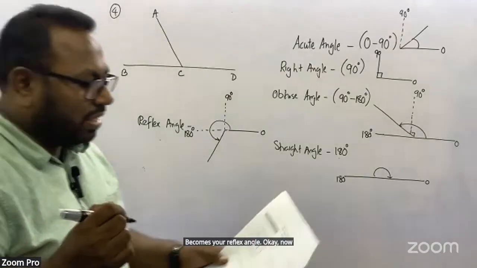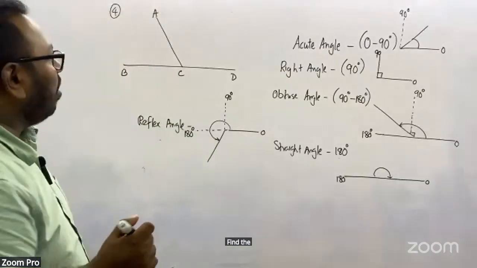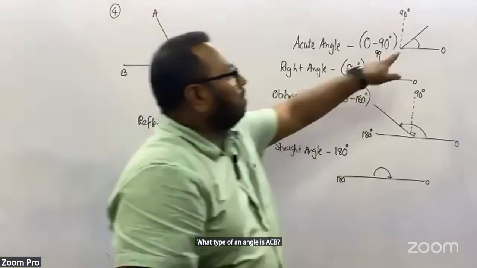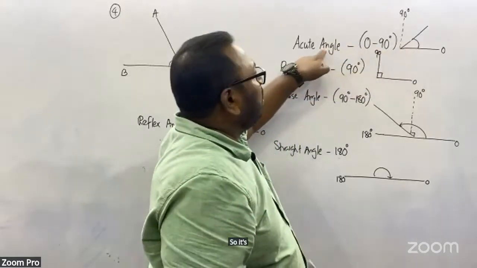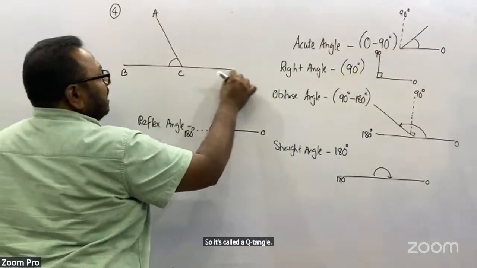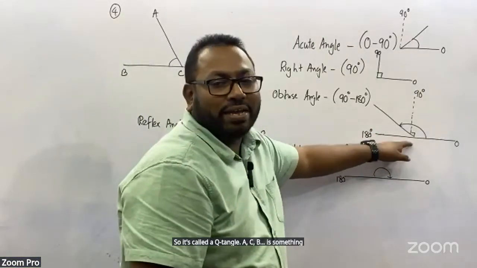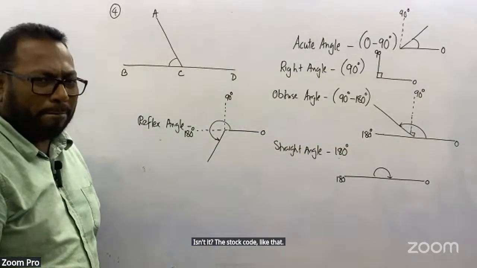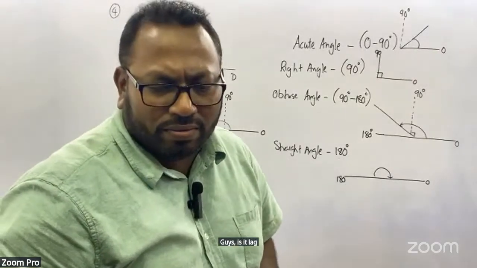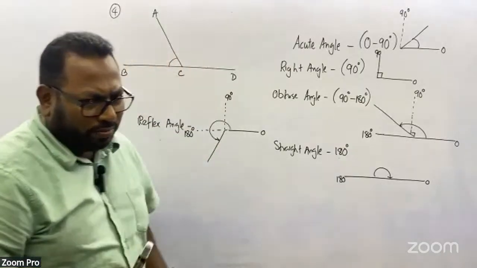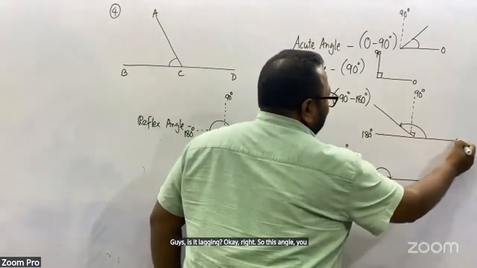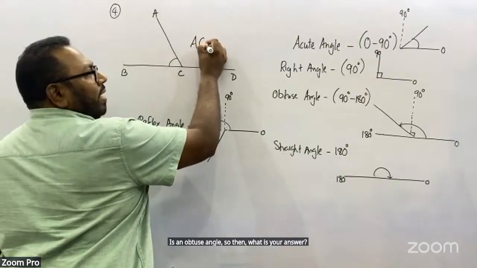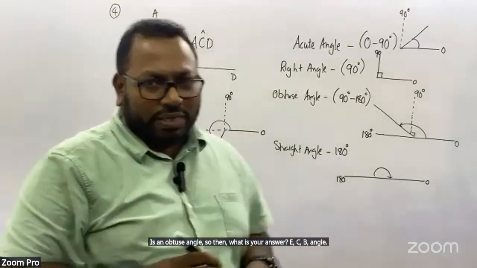Okay. Now what they're asking you is find the obtuse angle. What is the obtuse angle? If you look at this, what type of an angle is ACB? Something like this. So it's called an acute angle. ACD is something like this angle, isn't it? Guys, is it lagging? Okay, right. So this angle you can see is an obtuse angle. So then what is your answer? ACD angle. Yeah.